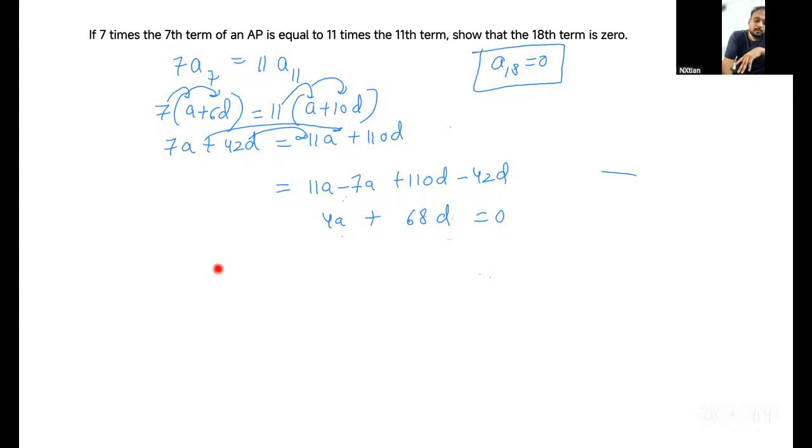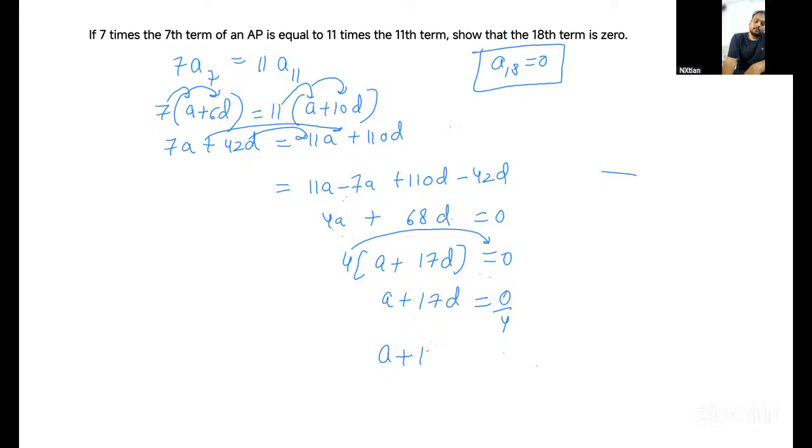No problem. Okay. Now I know that in both, 4 is common. So if I write like this, it will become 7D is equals to 0. Now this will go to the right hand side. It will divide, so it will become A plus 17D is equals to 0 by 4. So A plus 17D is equals to 0.